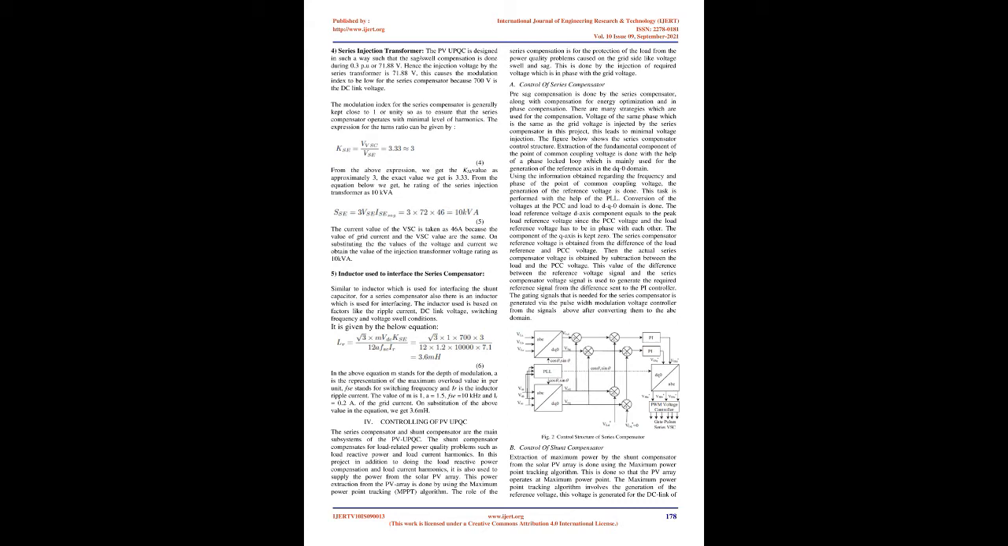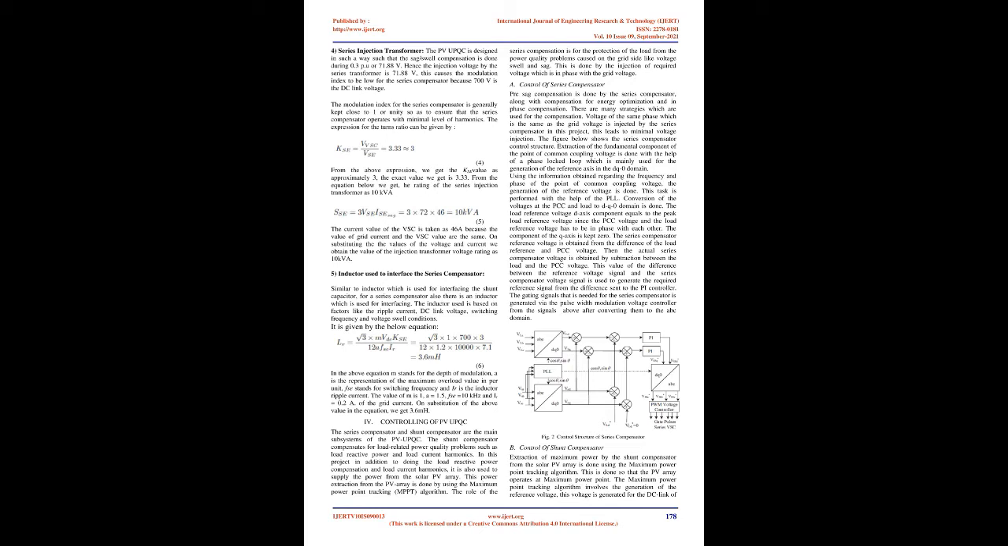The rating is chosen such that in the normal conditions in the photovoltaic system, active load power is supplied to the load and the grid as well. The specifications of the PV array have been given in Appendix A. The other components that have been designed in the project are the series injection transformer for the series compensator and the inductors that are used to interface the series and shunt compensator.